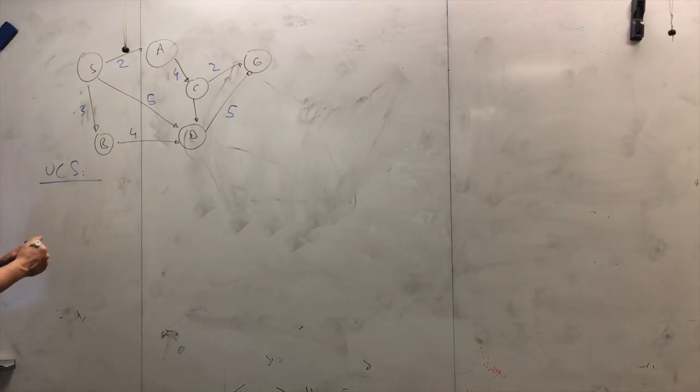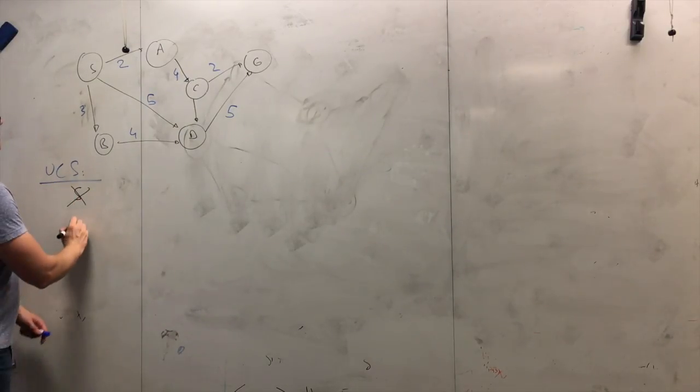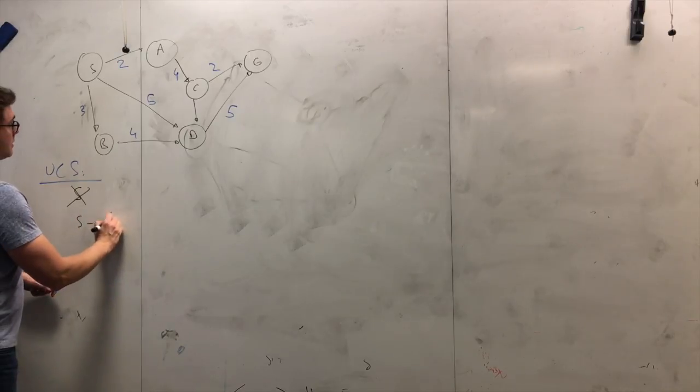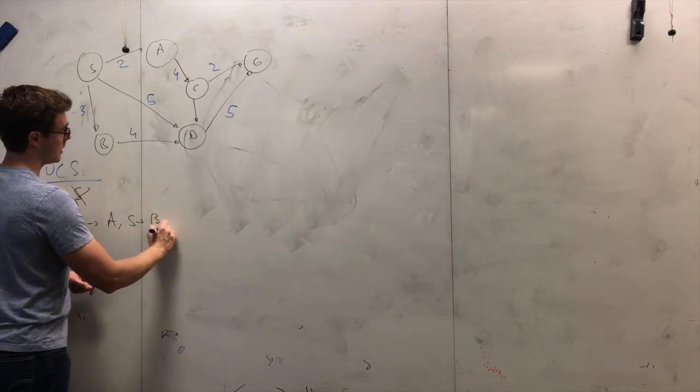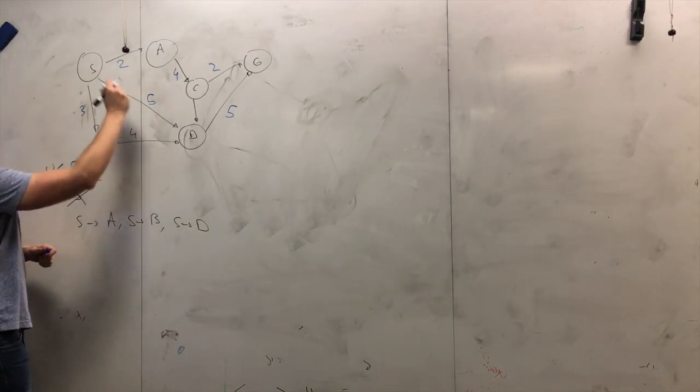So when we do UCS, we expand the nodes by selecting on the fringe the one that has the lowest cost associated with it. So we start from S, as usual, and now we add S to A, S to B, and S to D to our fringe, and we also take into account the different costs that we see.